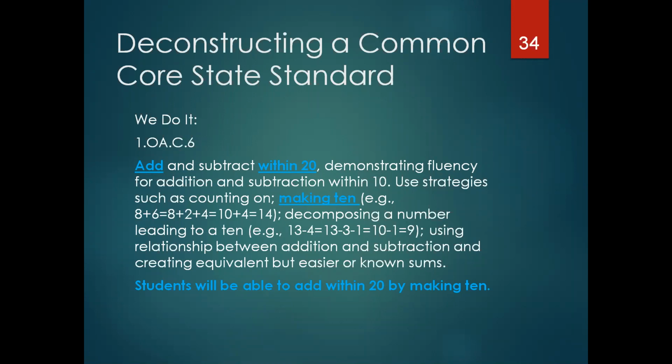If you have an objective without a by statement, that means you don't have an outcome. You have to have an outcome. How are they going to do it? How are they going to add within 20? In this case, they're going to do it by making 10, okay? Using 10 frames, using Unifix cubes, something like that, okay?